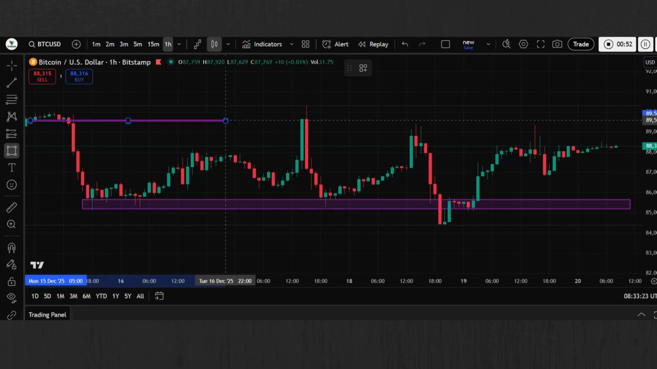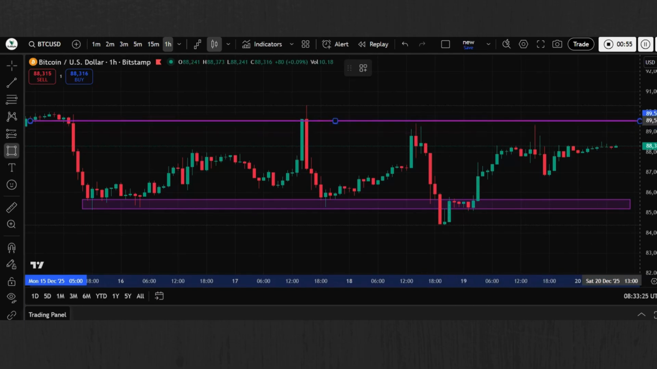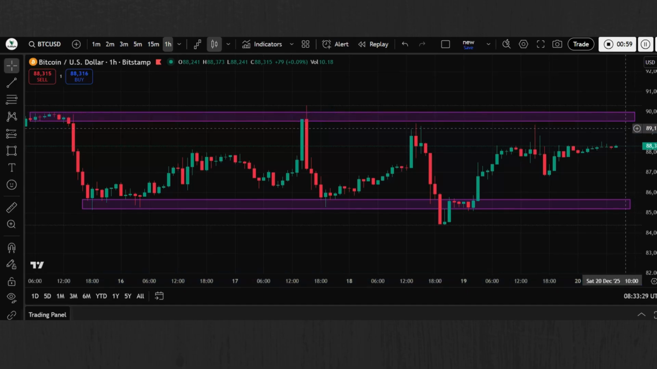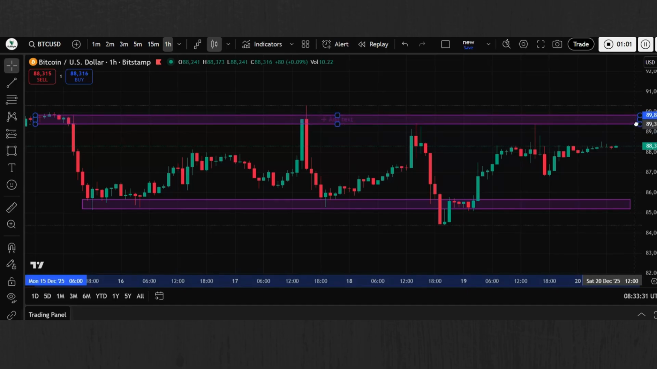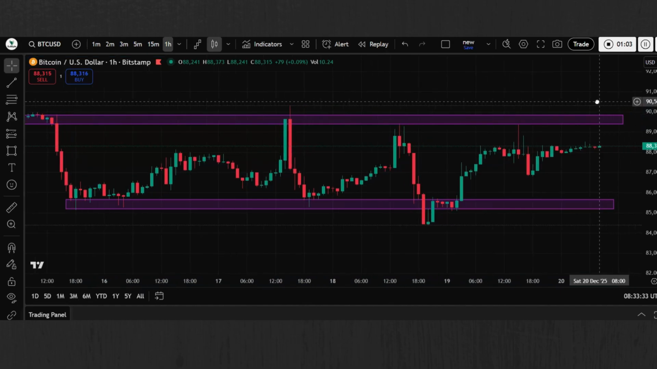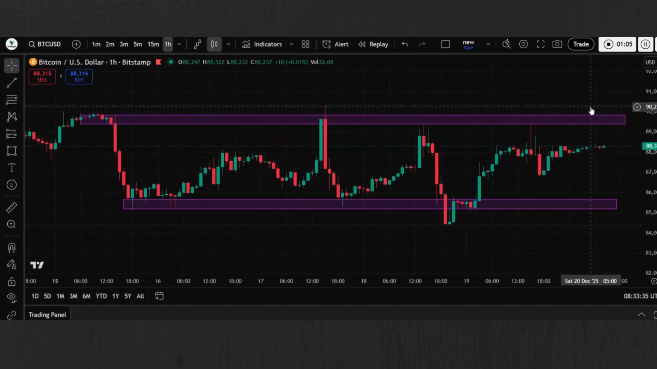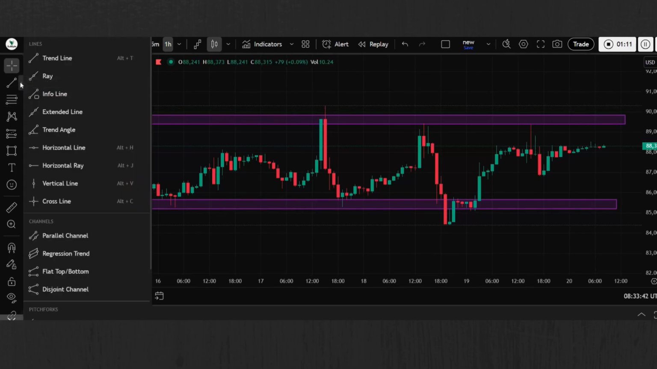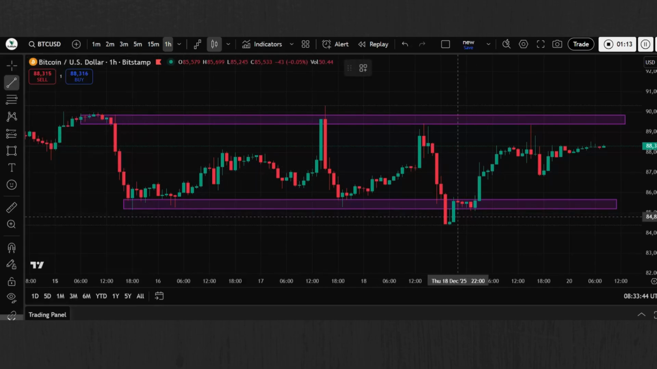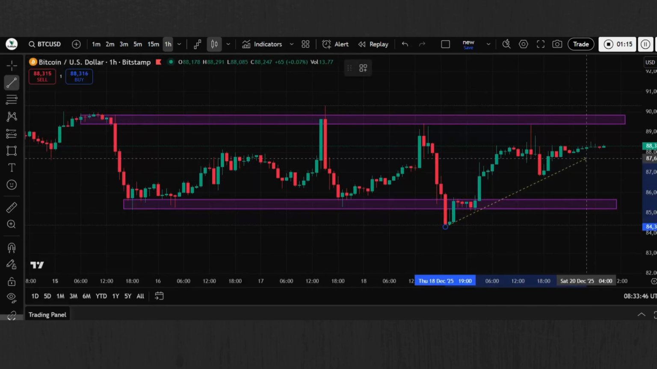So, step 1. I always start with the 1-hour chart. Why? Because this is where institutional players are leaving their footprints. This is where you can clearly see accumulation zones, distribution zones, and where the big money is positioned. Look at this level right here. Massive rejection. Price came down, got slammed back up. That's institutional buying. I'm marking this as a key support level.